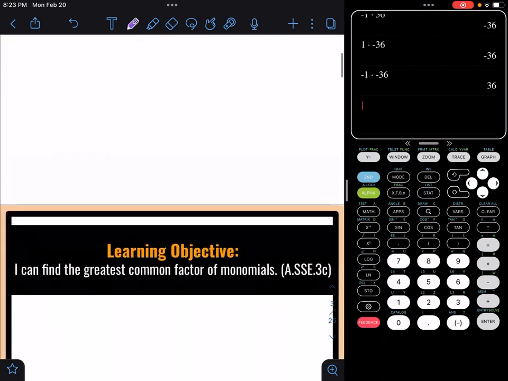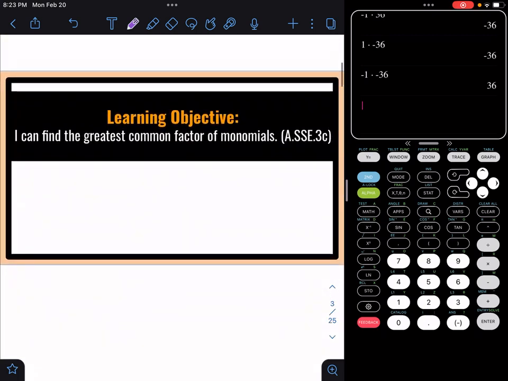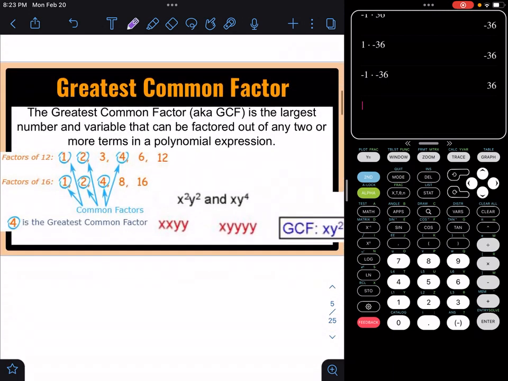All right. So today we are going to learn how to find these greatest common factors. What is a greatest common factor? This is the largest number, and we will also learn how to do this with variables today, that can be factored out of any two or more terms in a polynomial expression.